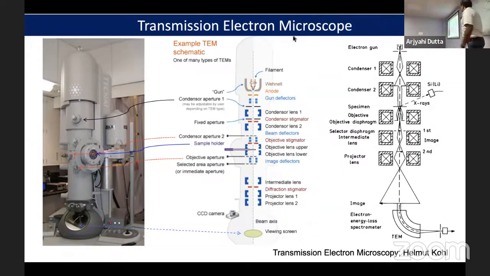Now, here I'm going to focus more on the electron gun and then the magnetic lens, because those are the things different from any light microscope. What is the source? That is the electron gun.